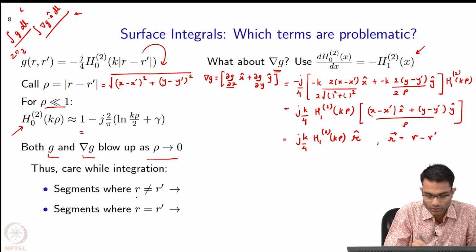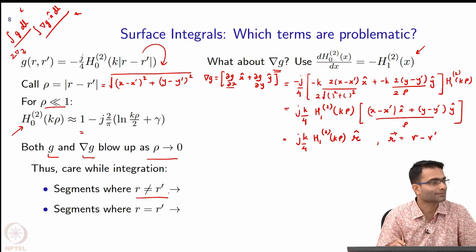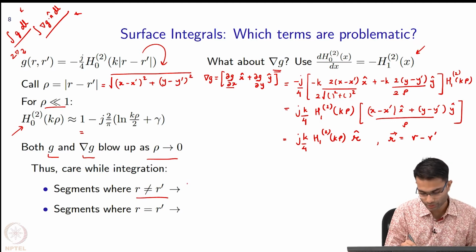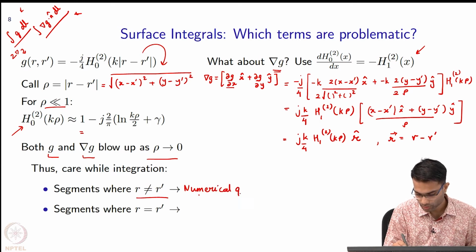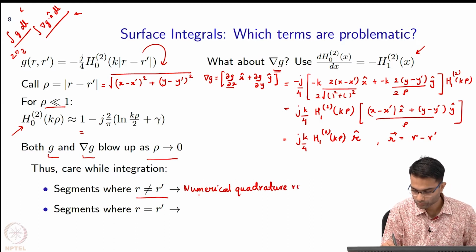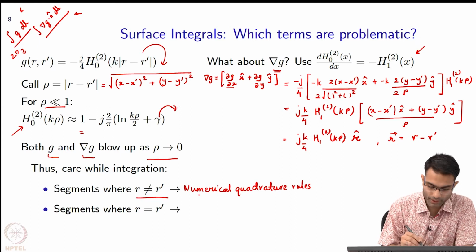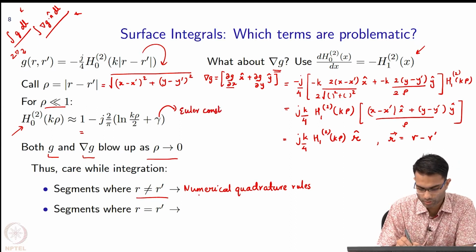When r is not equal to r prime, that is the happy case, there is nothing to worry about there. I simply use numerical quadrature. So, this gamma over here is a constant, it is the Euler constant, roughly 0.57 or something.